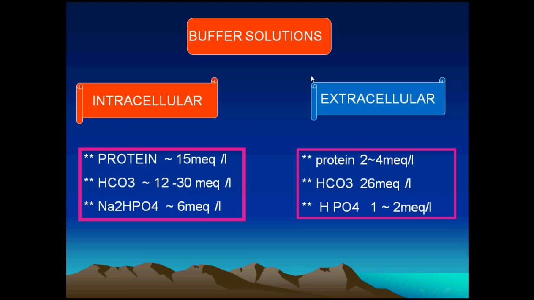Also, these buffer solutions may be intracellular or extracellular. We have only three types: protein, bicarbonate, and phosphate. Intracellular and extracellular also have protein, bicarbonate, and phosphate. But intracellular protein is present in higher concentration than the extracellular, and the same thing for the phosphate. But the bicarbonate is present in a lower concentration in the intracellular than extracellular. We'll see why.